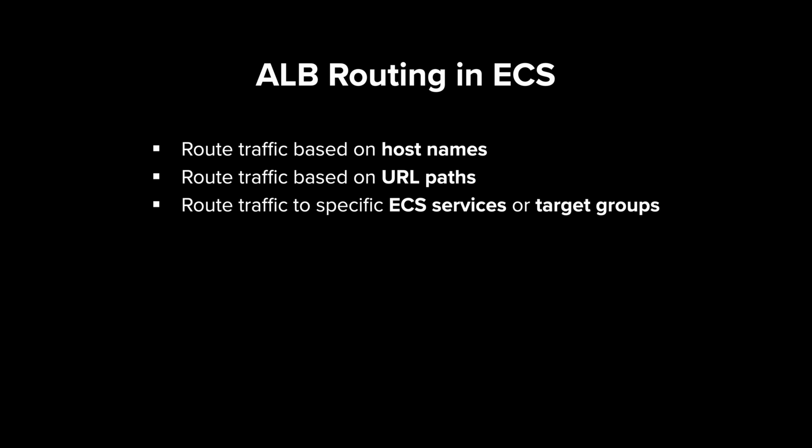Third, routing to specific ECS target groups. Each ECS service is associated with a target group. ALB routing rules ensure that traffic is sent to the correct target group, even as your tasks scale up or down dynamically. This keeps traffic flowing to the right containers at all times.